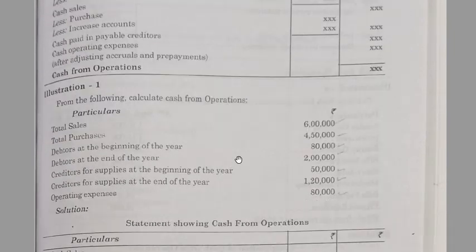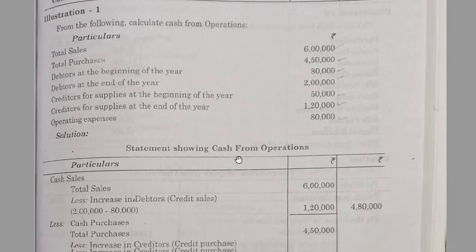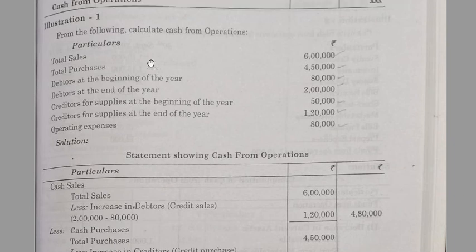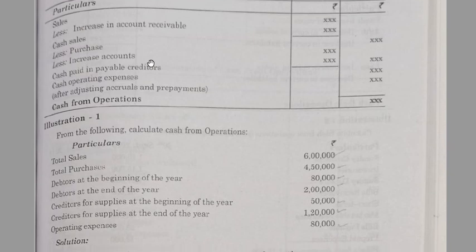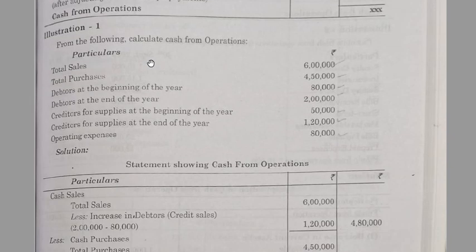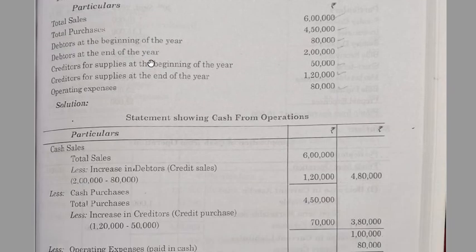So let's look into this clearly with an example. From the following, calculate cash from operation. They have given total sales, total purchases, debtors at the beginning of the year, creditors for supplies at the beginning of the year, creditors for supplies at the end of the year, and operating expenses. So we'll start with cash sales, as per the format.